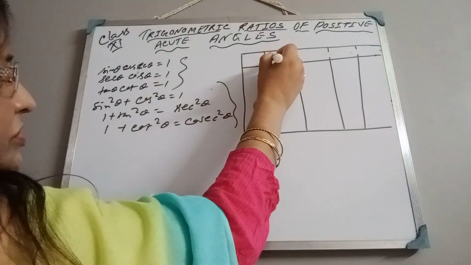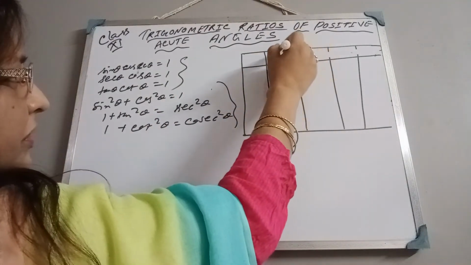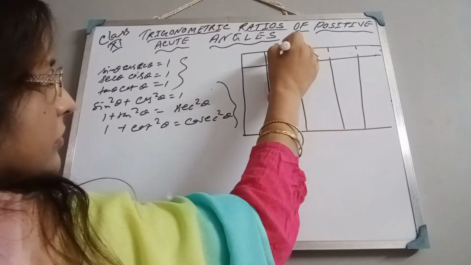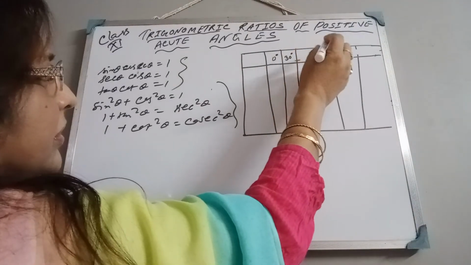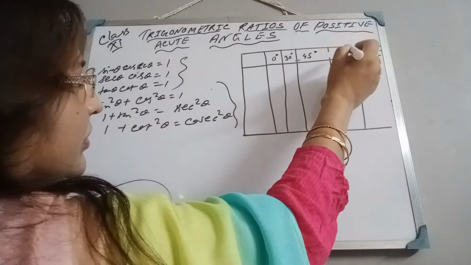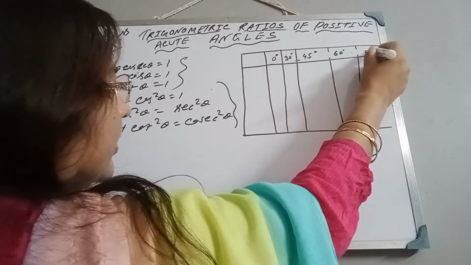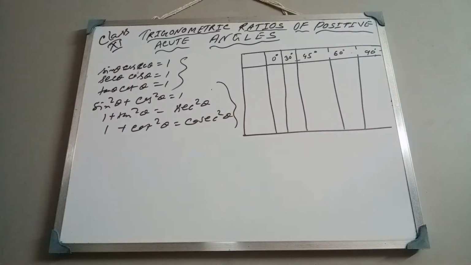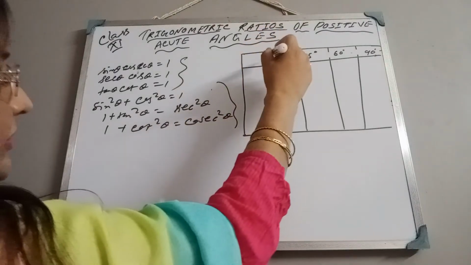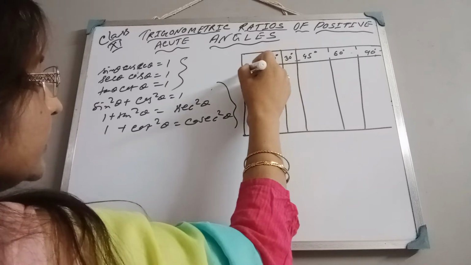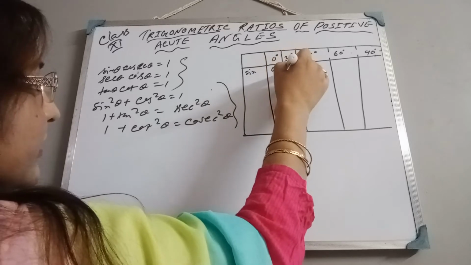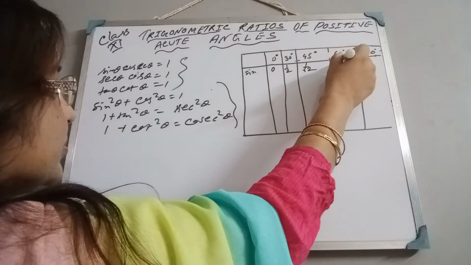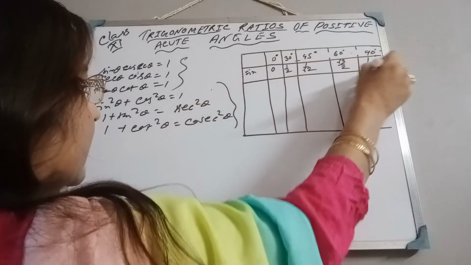Okay, 0 degree, 30 degree, 45 degree, 60 degree, and then 90 degree. Here we will write the angles, and here we will write the ratios. Sine 0 degree, we know sine 0 equals 0, sine 30 equals half, sine 45 is 1 by root 2, sine 60 is root 3 by 2, sine 90 is 1.